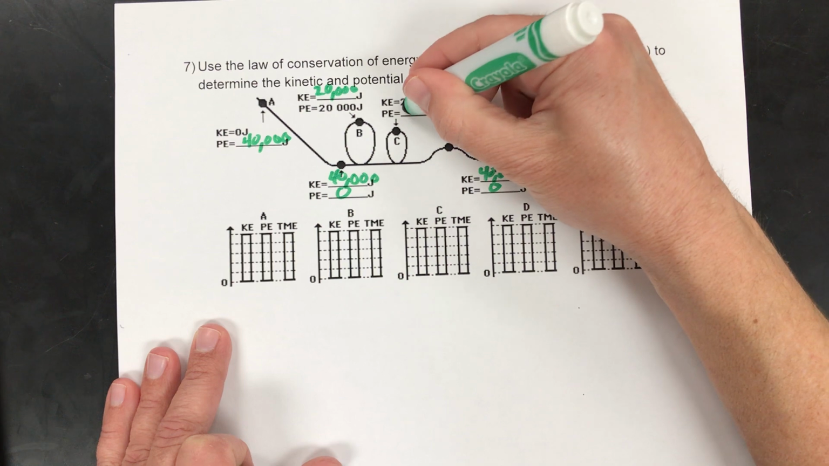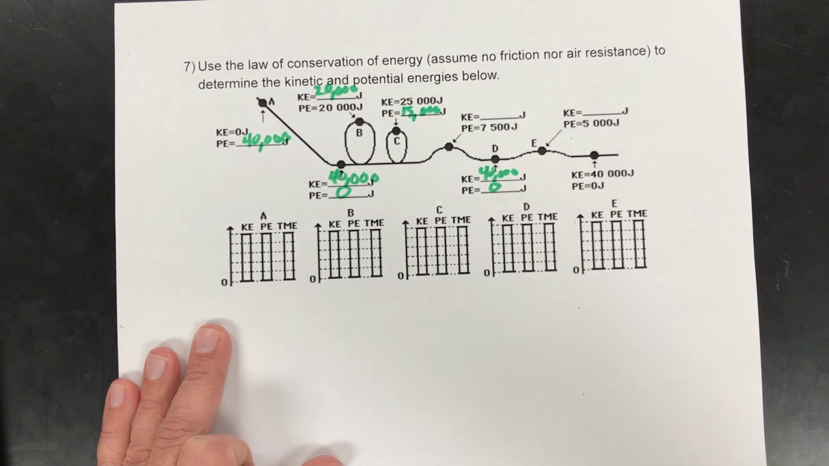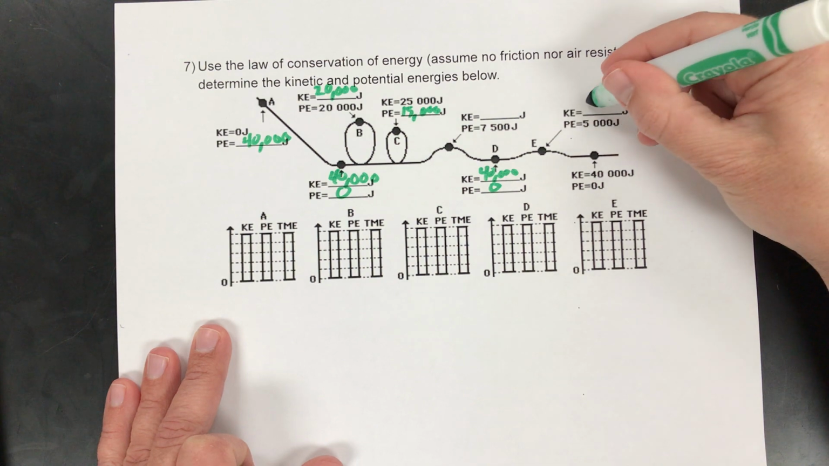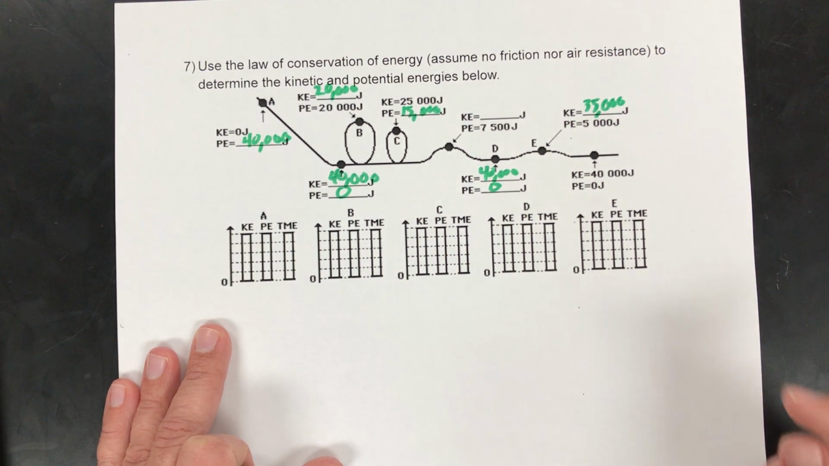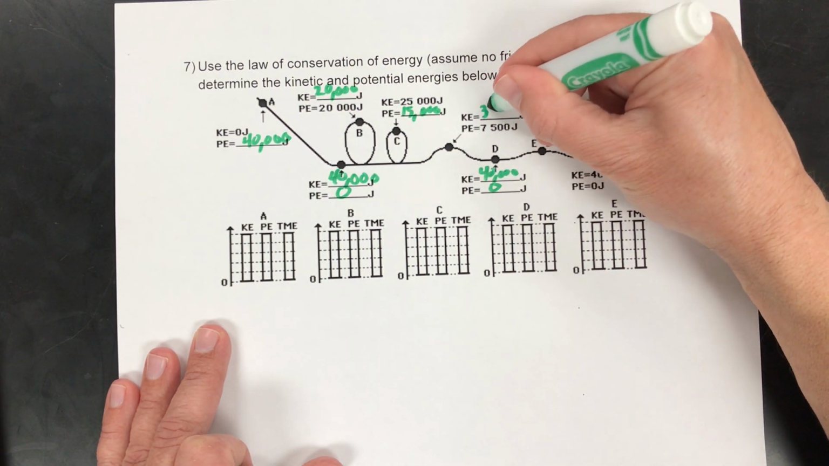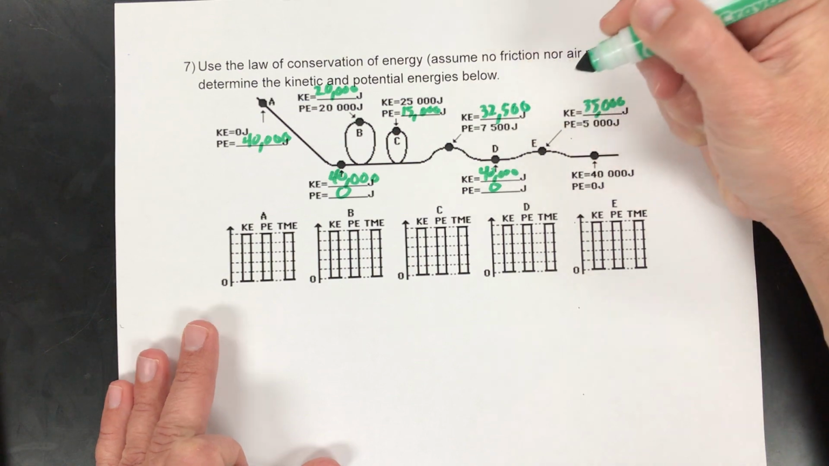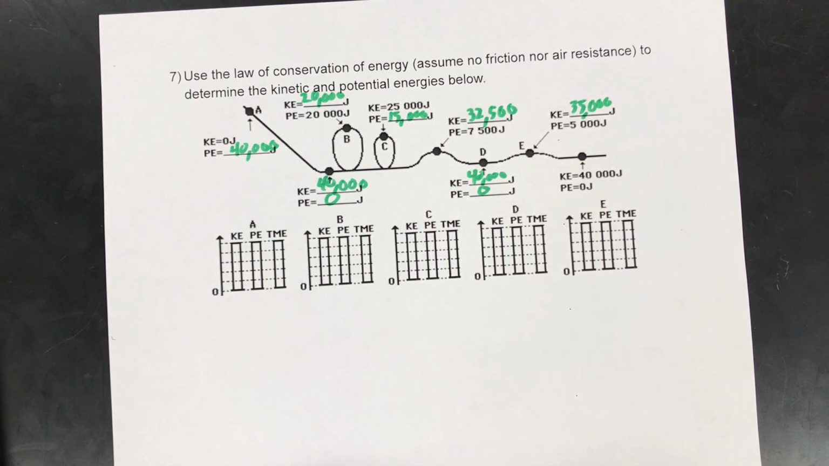Here, 25,000 is kinetic, so the other 15,000 must be potential. Here, 5,000 is potential, so the other 35,000 must be kinetic. And then here, 7,500 is potential, so that will leave us with 32,500 kinetic there. So now let's fill out our bar charts here for A, B, C, D, and E.